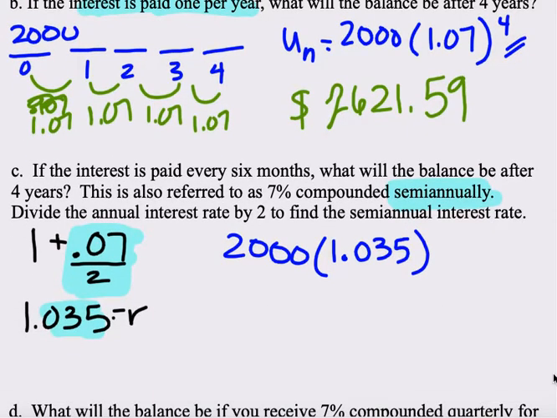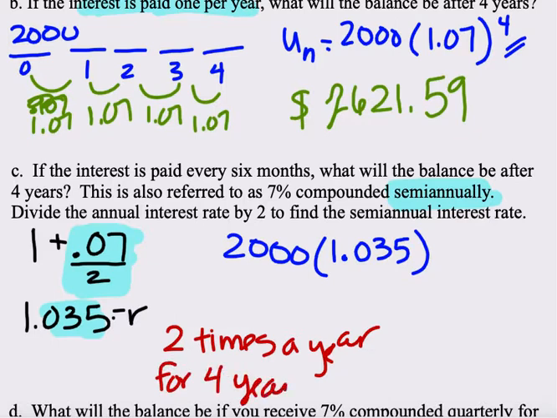Semi-annually, well, let's think about that. It's happening 2 times a year for 4 years. How many times is the interest going to be compounded? It's going to be compounded 8 times. So our exponent is to the 8th now.